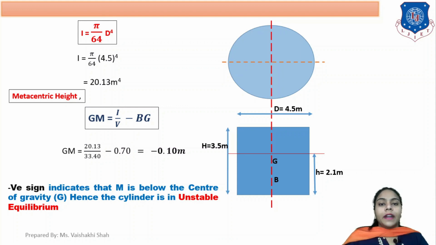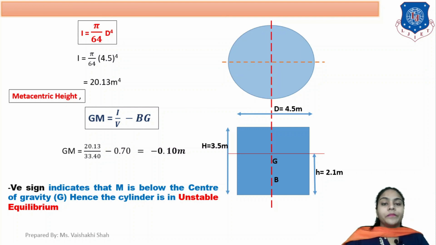Now, to find the metacentric height, which is GM: GM equals I by V minus BG. Now we have all the values. I is 20.13, divided by V, which is 33.40, minus 0.7, that is minus 0.1.